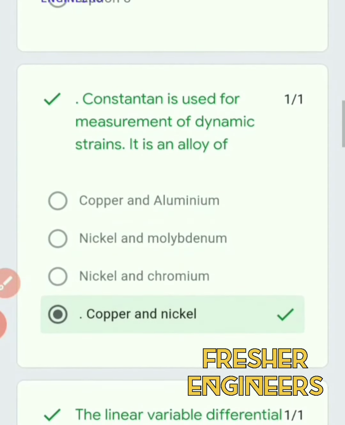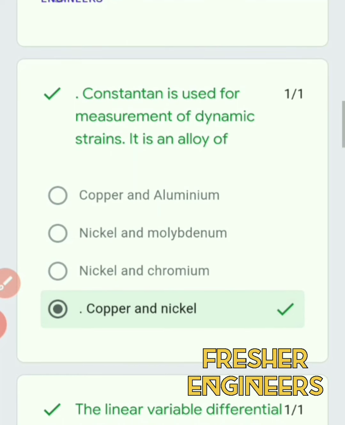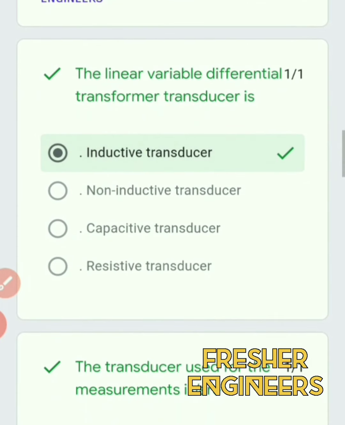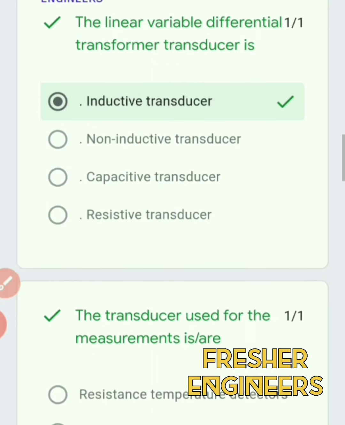Constantan is used for measurement of dynamic strength. It is an alloy of copper and nickel. The correct option is D. The linear variable differential transformer transducer is an inductive transducer. The correct option is A.